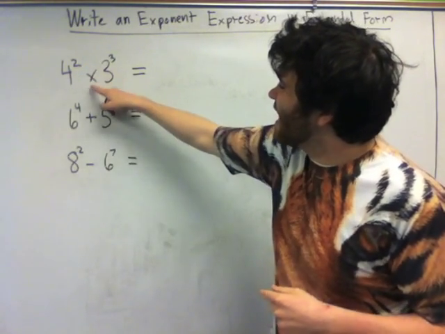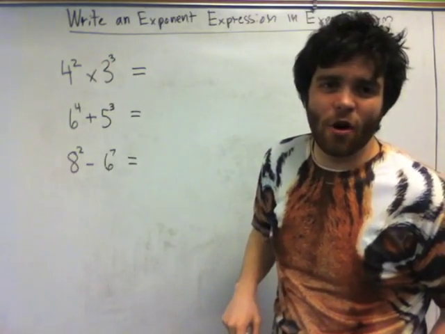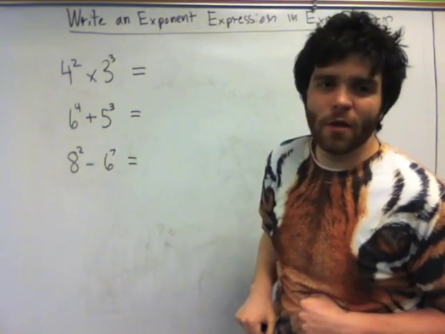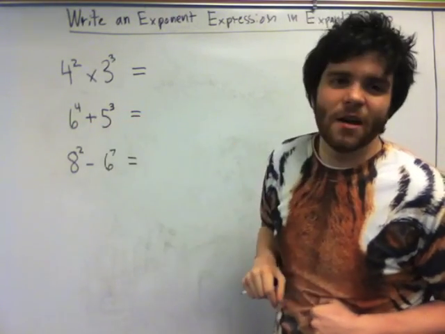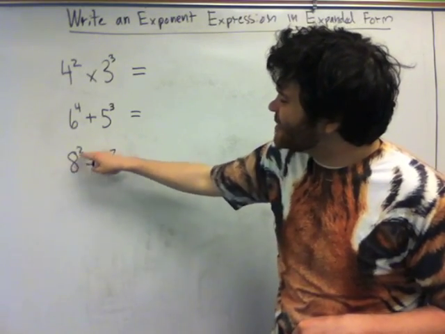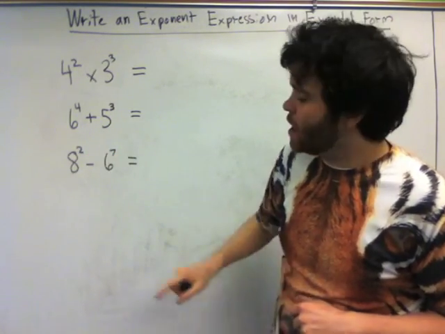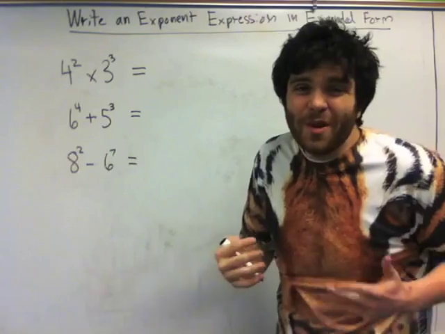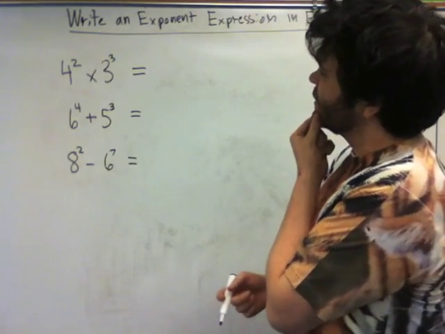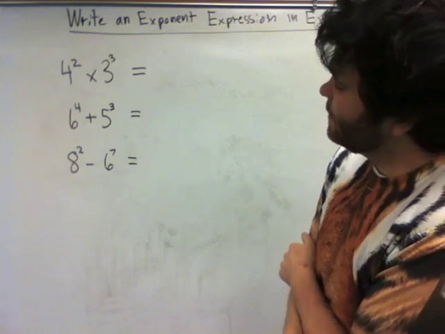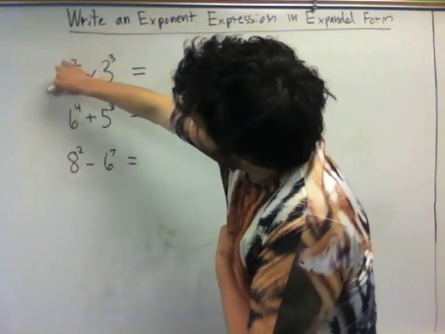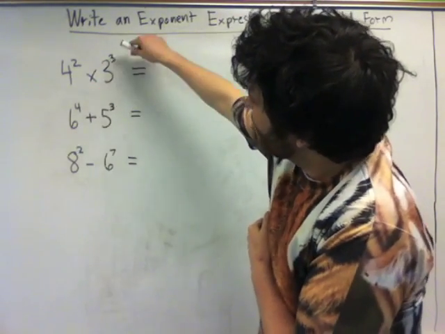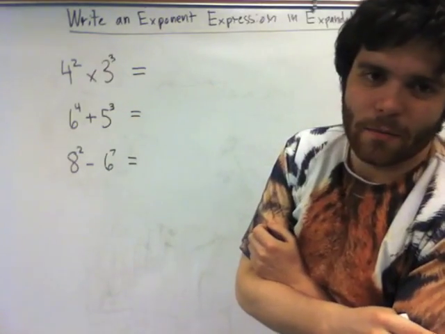4 squared times 3 to the third, or 3 cubed. 6 to the fourth plus 5 to the third. 8 squared, or 8 to the second, minus 6 to the seventh. What do we do? Well, looking at it, it kind of seems like we could just take this one and expand it out, and then we could multiply it by whatever this one is expanded out.